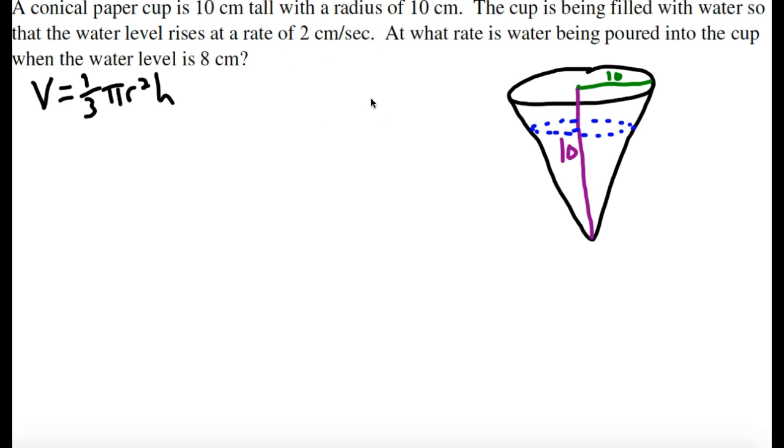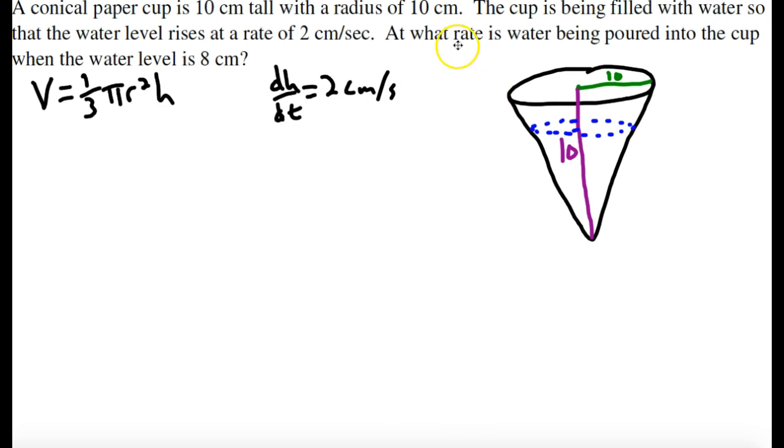So let's collect some of this information that we have. It tells me that water is being poured into the cup so that the water level rises at a rate of 2 centimeters per second. Well, that's the rate of change of the height, where the water level is rising. So my dh/dt, we know, is 2 centimeters per second.